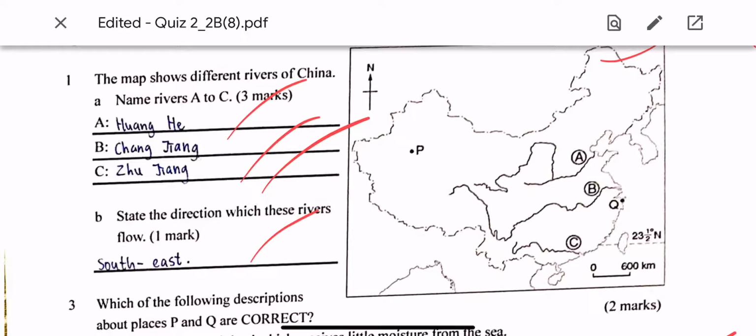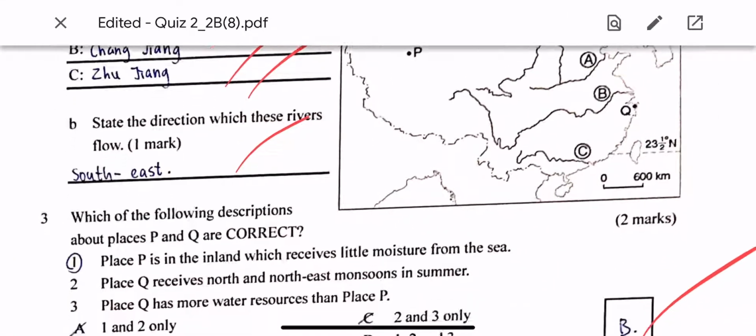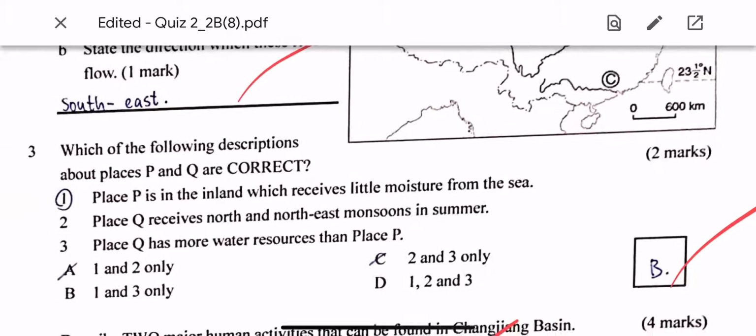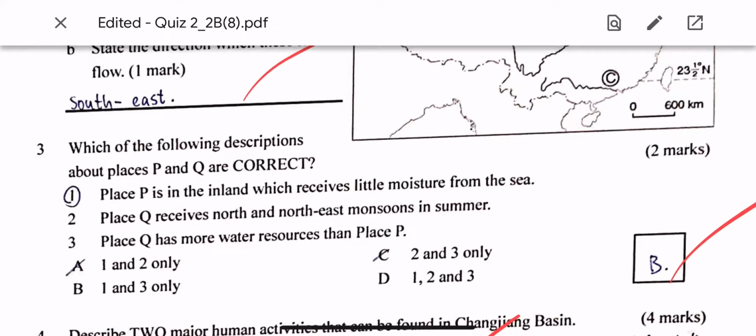Okay. And for this one, state the direction of the river flow. It should be from west to east. This answer is not quite right, but anyway, I'll let you go this time. Which of the following descriptions about places P and Q are correct? Place P is in the inland, which receives little moisture from the sea. Right. And place Q receives north and northeast monsoon in the summer, which is wrong. So the answer should be B.